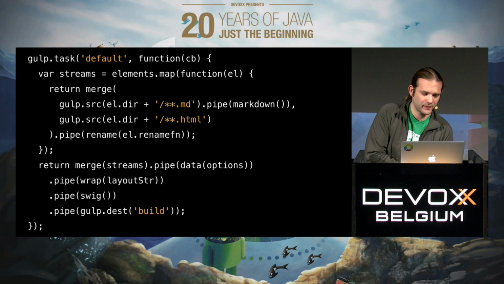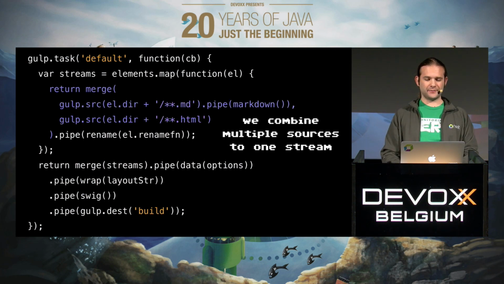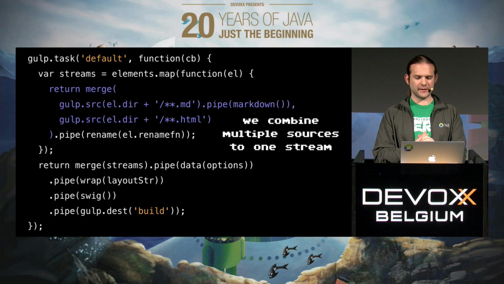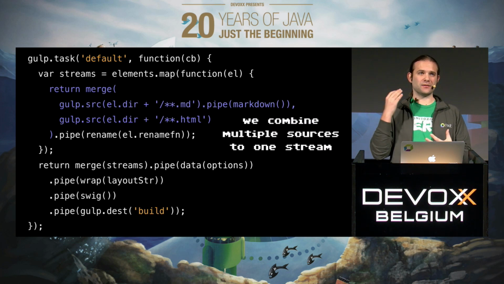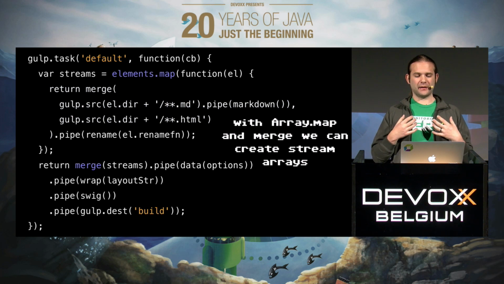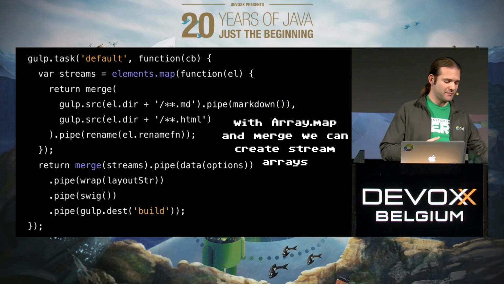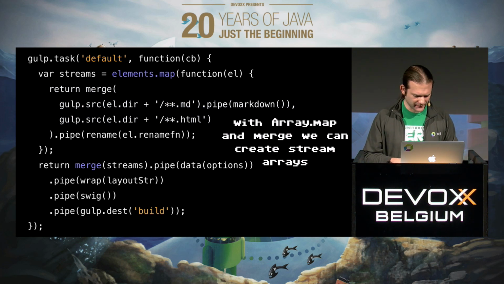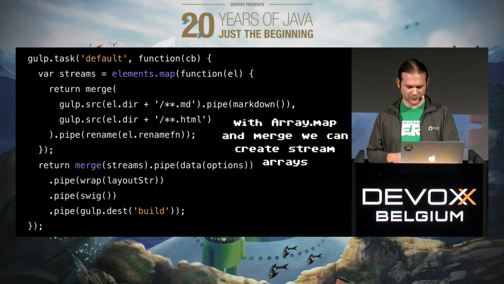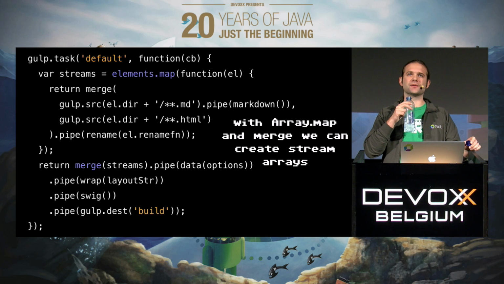All right, so as said, we combine multiple sources to one stream. Here it is done with merge. We can also use pass-through streams to add new files to our stream throughout. And we use an array function, the array mapping function, to create a so-called stream array. If you Google for it, stream arrays are actually the one thing you will find throughout documentation, Stack Overflow, wherever.